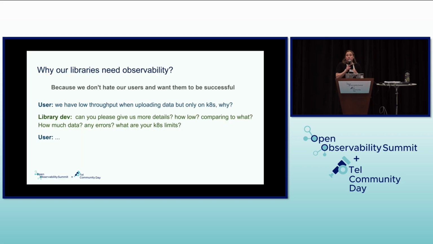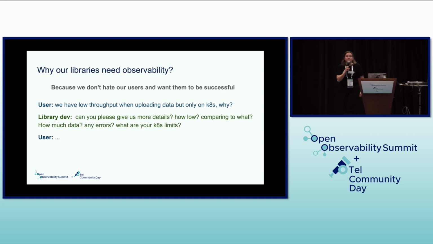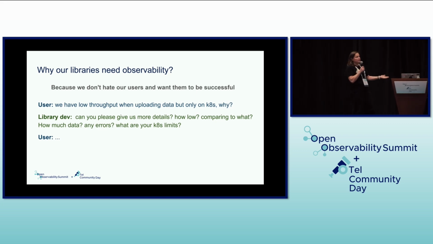Cool. So why do libraries need observability? Well, it's actually not for us. It's for our users, because we don't hate them, right? It happens that users come to us with a question like, you know what, we're trying to upload some stuff to the blob storage, and it's slow, but only on Kubernetes. Why? And we have so many questions.